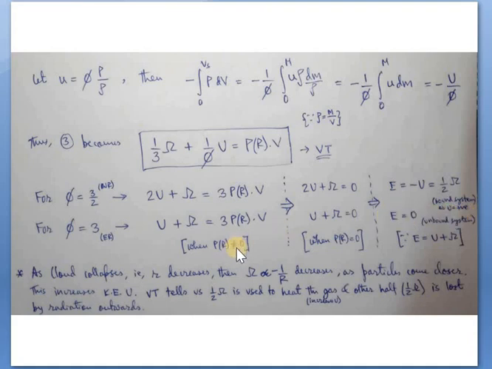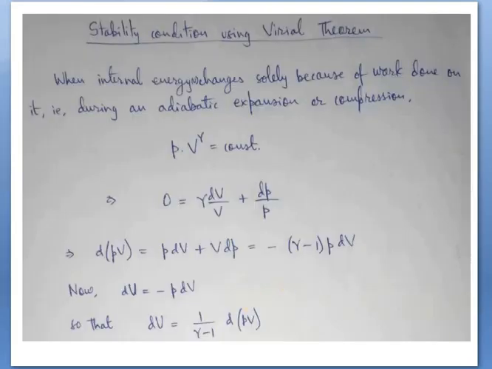Now as the cloud collapses, R decreases and then omega, which is proportional to minus 1 by R, decreases as particles come closer. This increases the kinetic energy, and so the virial theorem tells us that half of this omega is used to heat the gas, whereas the other half is lost by radiation outwards. Okay, now I am just repeating this, probably if you have not understood or heard me before.